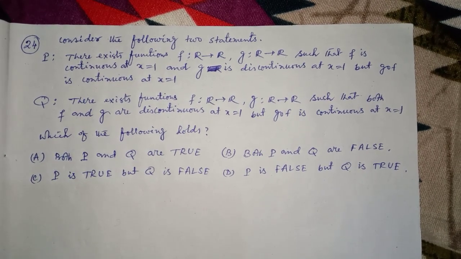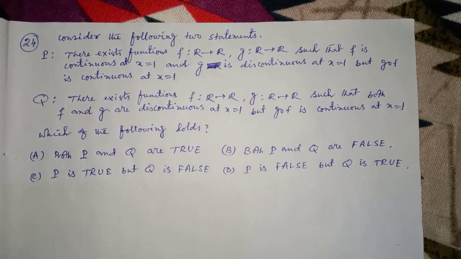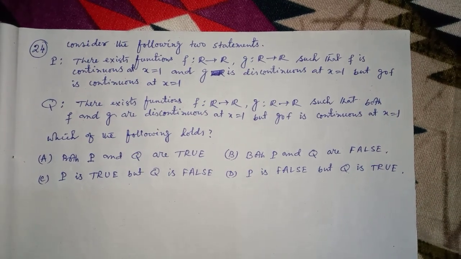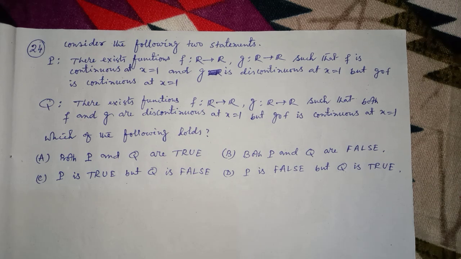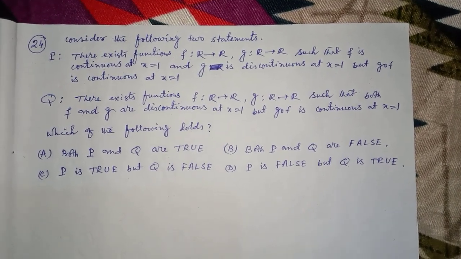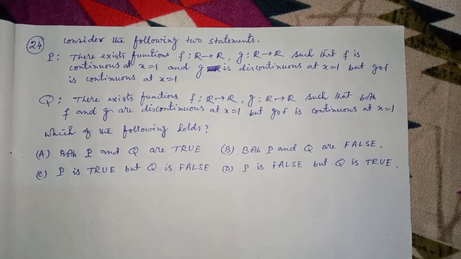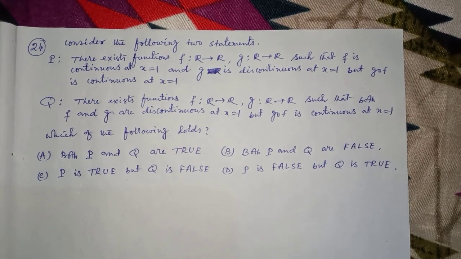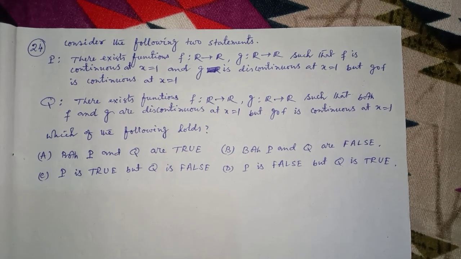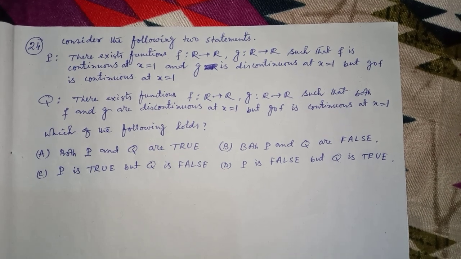Here are four options. Option A, both P and Q are true. Option B, both P and Q are false. Option C, P is true but Q is false. And option D, P is false but Q is true. So let us find the functions f and g, and check whether statements P and Q are true or false.